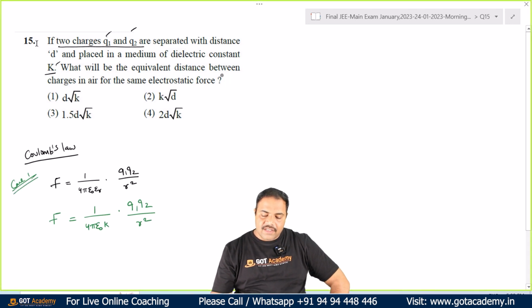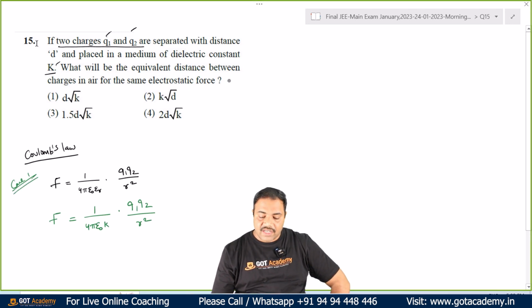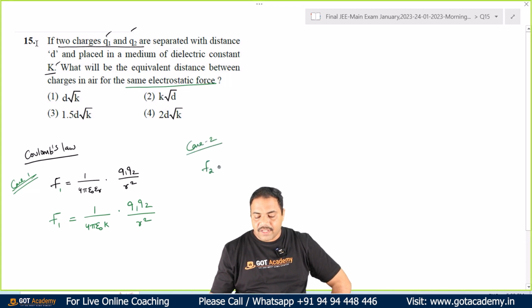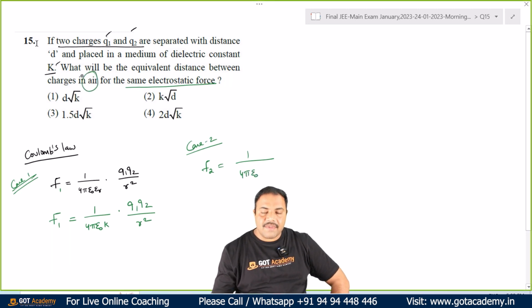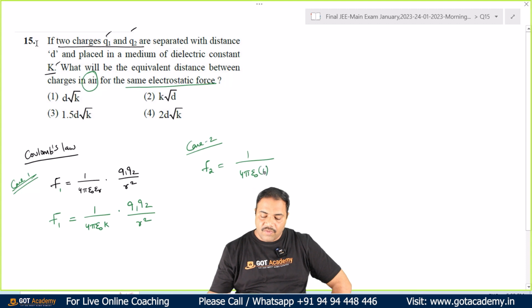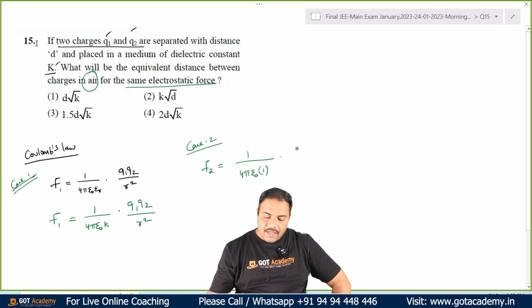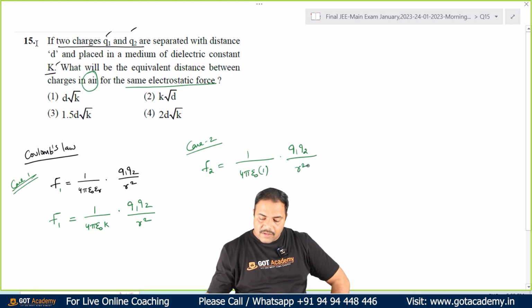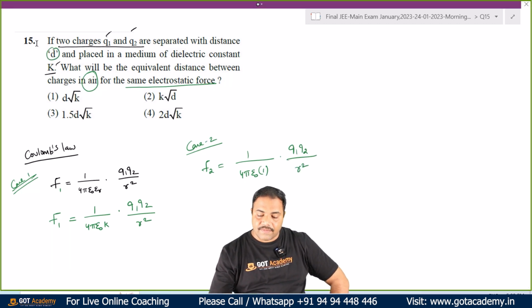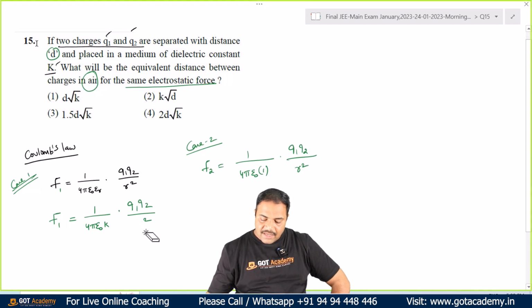In case 2, what is the equivalent distance between the charges in air for the same electrostatic force? The electrostatic force is the same, so force F2 is equal to F1. That is what is given. Coming to case 2, F2 is equal to 1 by 4 pi epsilon naught, but here the medium is air. If air is the medium, I have to put only 1, into Q1 Q2 by r square. We observe that the distance between them is given as d, so I have to put d square here.